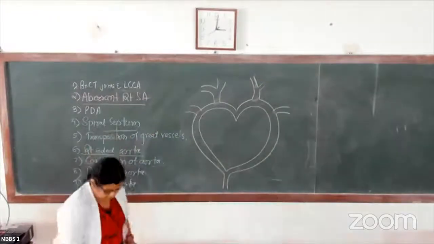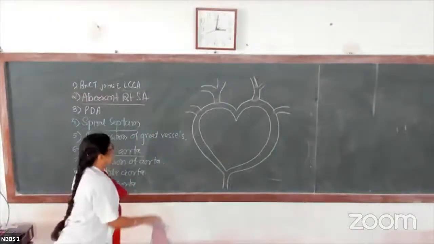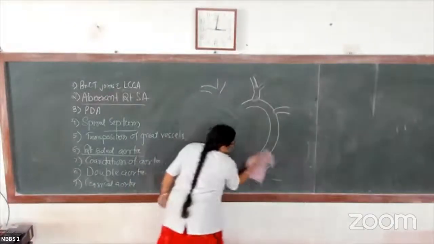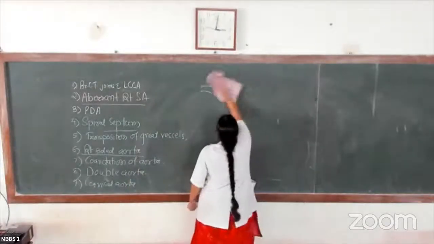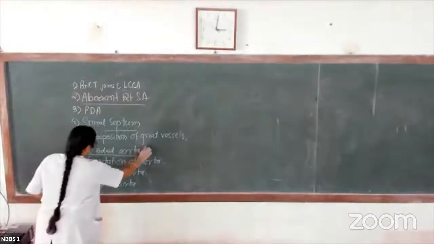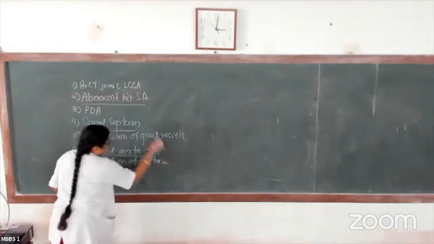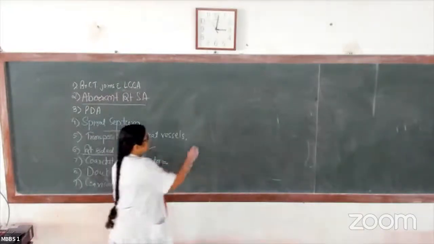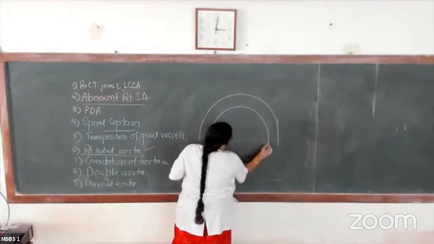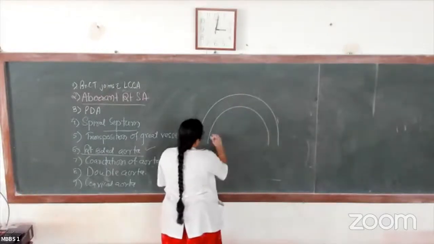So this is the one pattern you may get if the right-sided dorsal aorta doesn't disappear. So we have finished the right-sided. Coming to the coarctation of the aorta, we have seen the patent ductus arteriosus, and there is a fibrosis of the ductus arteriosus after birth.